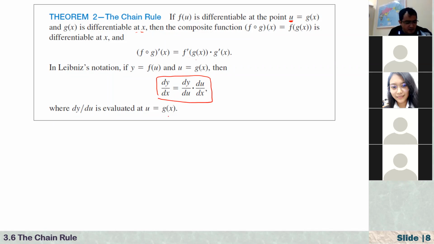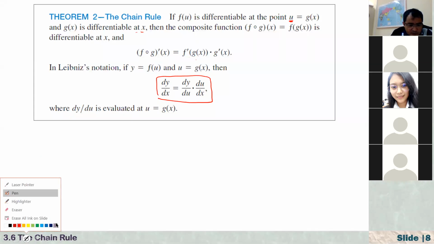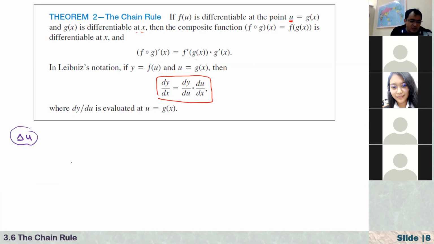And the reason why it is so: why does dy/dx equal dy/du times du/dx? For example, let delta u be the change in u when x changes by delta x. So that means delta u is equal to g of x plus delta x minus g of x, okay?